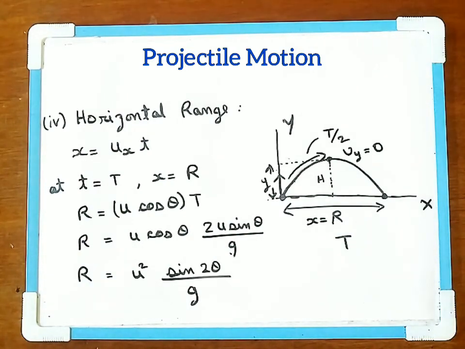So those are the expressions which are needed to be obtained. One is the equation of the trajectory. Number 2 is the time of flight. Number 3 is the maximum height attained by the projectile. And number 4 is the horizontal range of the projectile.